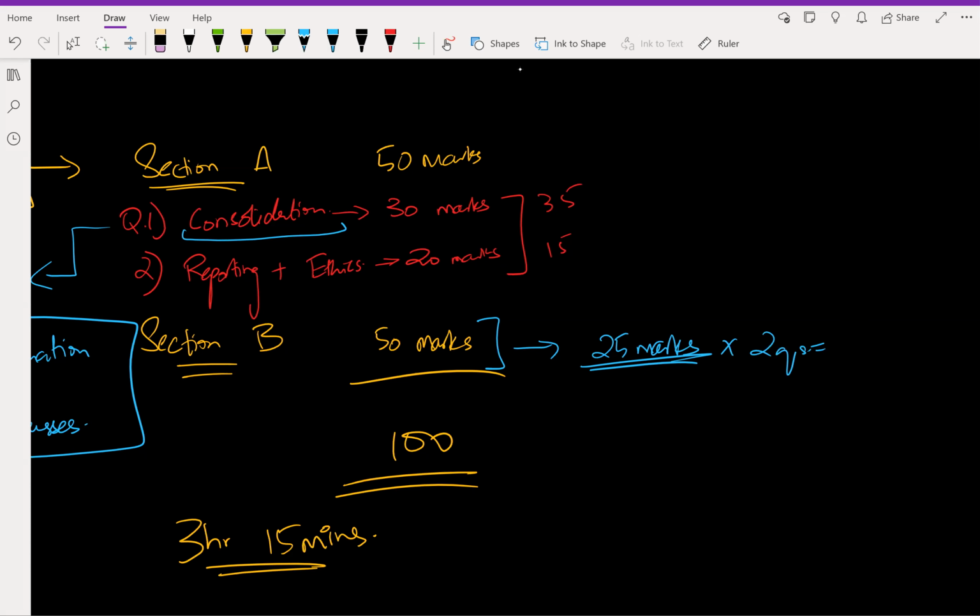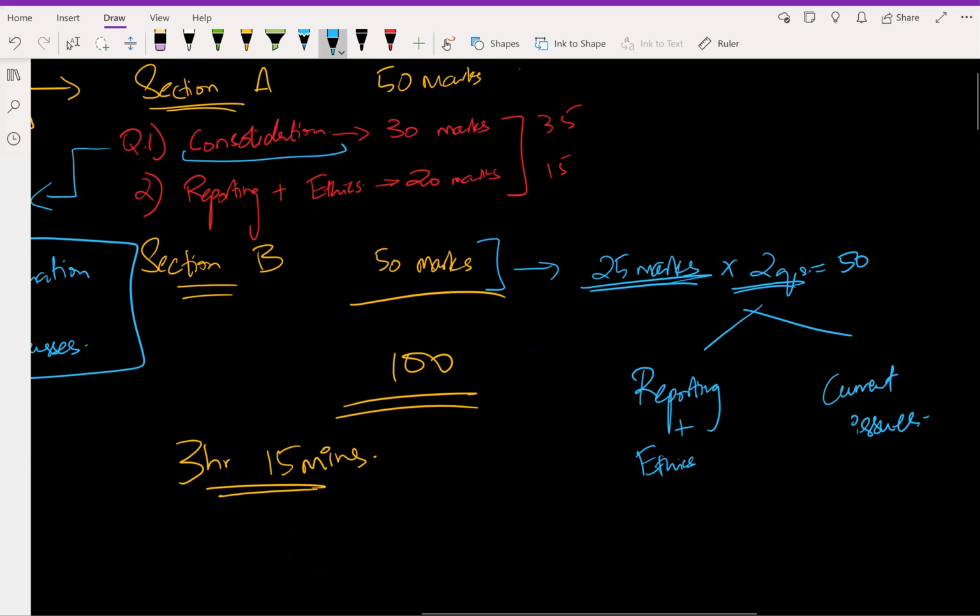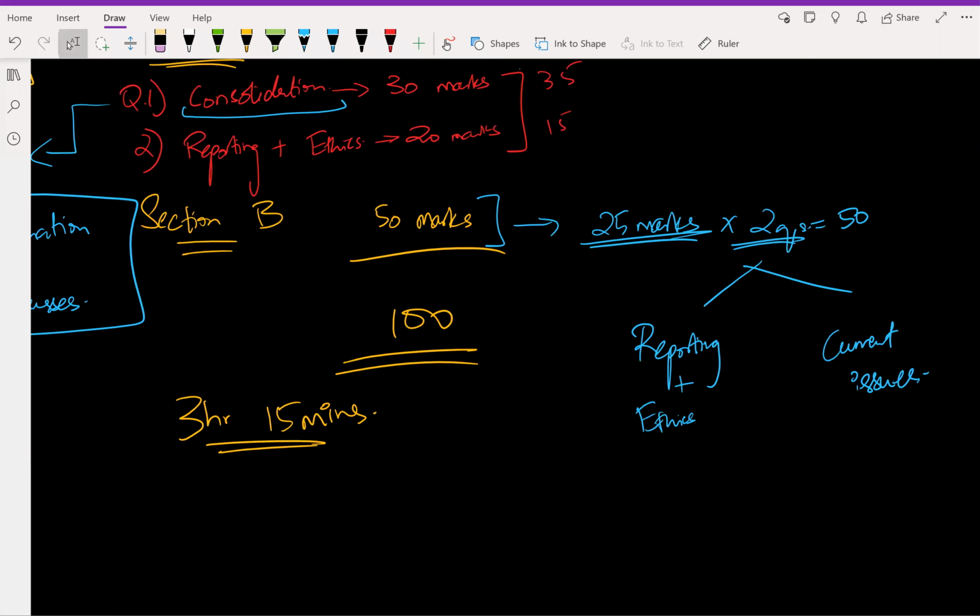Now, those 2 questions relate to 2 things mainly: reporting plus ethics, and current issues. So it's a mix of reporting, current issues, and ethics. It's a scenario based question. What you have to understand over here is, again, like I said, if you're good with the words, you're able to explain. It does not mean that you won't get numbers. Yes, you will get numbers to work with.